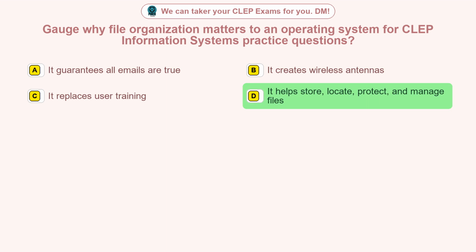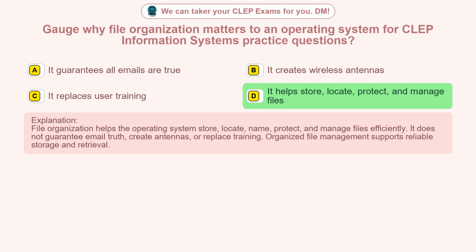The correct answer is option D. It helps store, locate, protect, and manage files. File organization helps the operating system store, locate, name, protect, and manage files efficiently. It does not guarantee email truth, create antennas, or replace training. Organized file management supports reliable storage and retrieval.